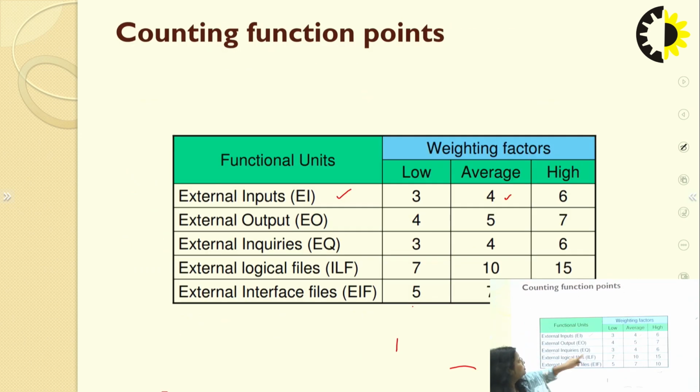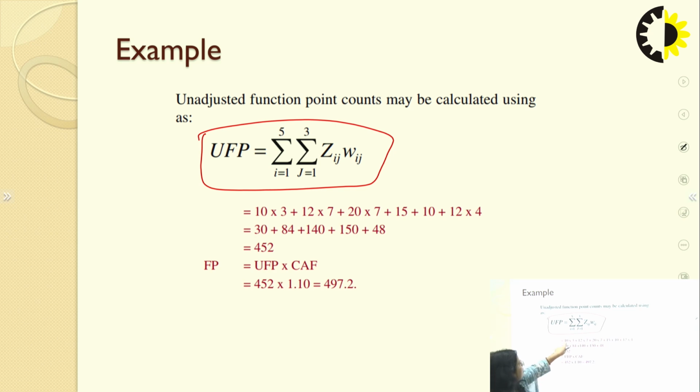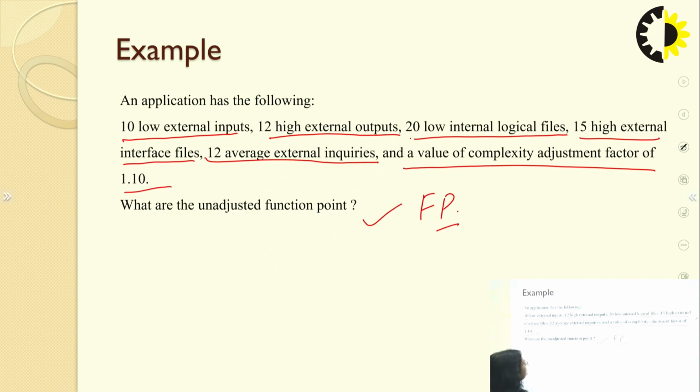From this table you will see that in this question there are 10 low external inputs. External inputs are low in category, so the weighting factor we use is 3. So here it is 10 into 3, because the 10 external inputs are in the low category, so we use the complexity weighting factor 3. Next one is 12 high external outputs.